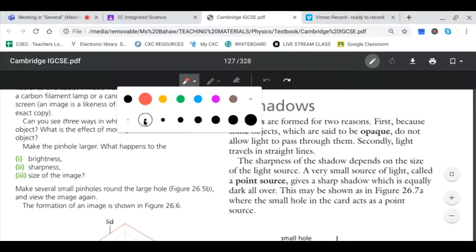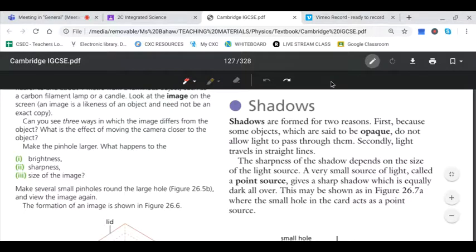Everyone would have seen their own shadow. Basically, it is when an object is in front of a light source, so you're going to have a dark formation forming behind the object. Now, shadows are formed for two reasons.